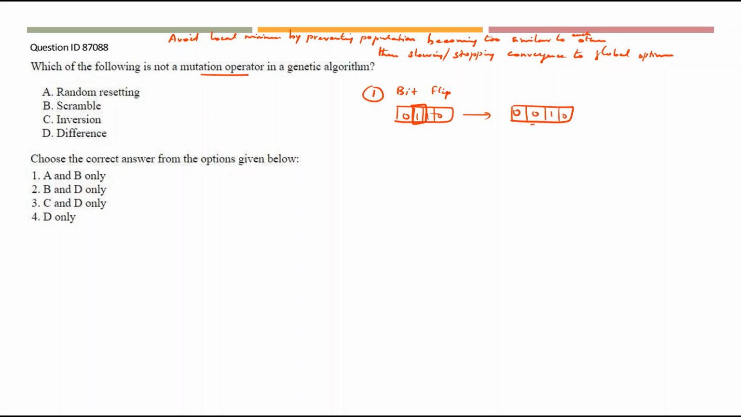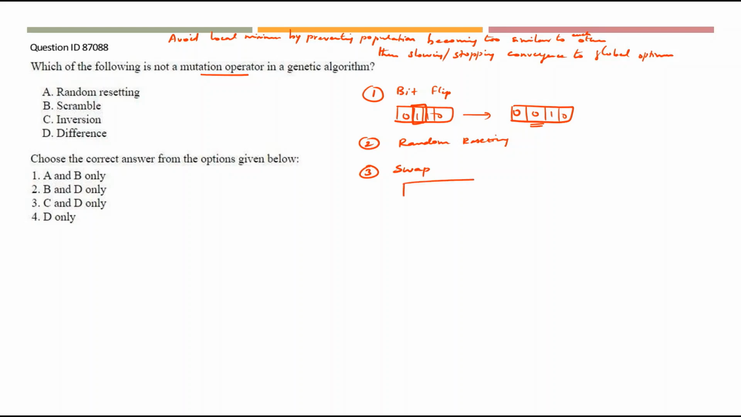So I have flipped this bit. Only one bit will be flipped there. Then we have random resetting. So I can flip a value based on random choice. The next one will be swap. I have to swap the values based on the positions.